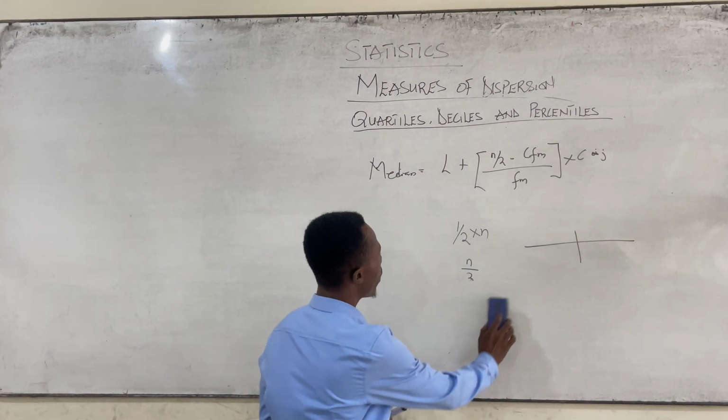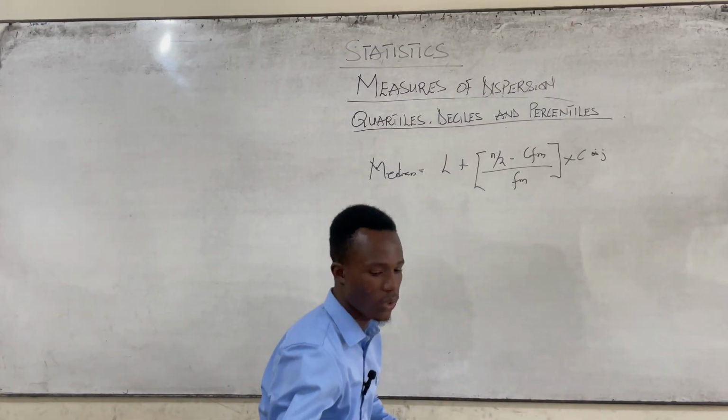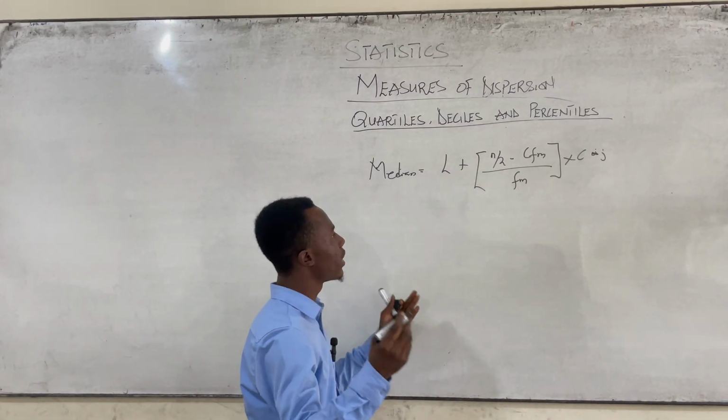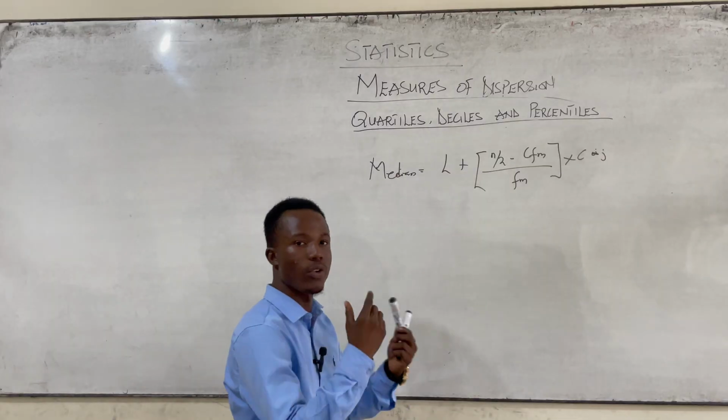And now when we talk about quartile, let's say if we're talking about the third quartile, we mean what? 3 over 4.